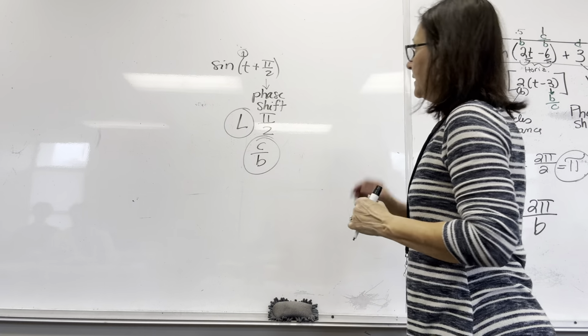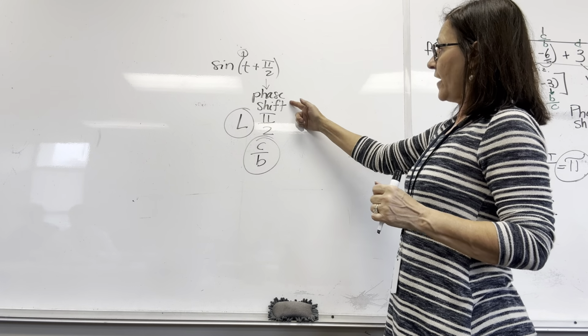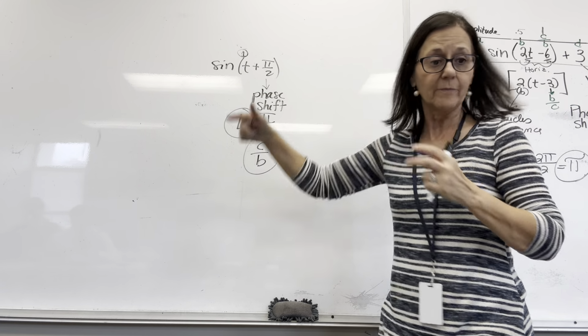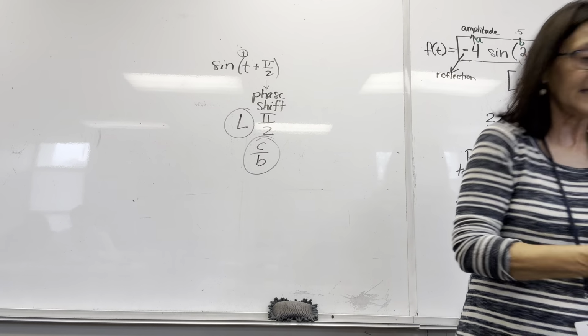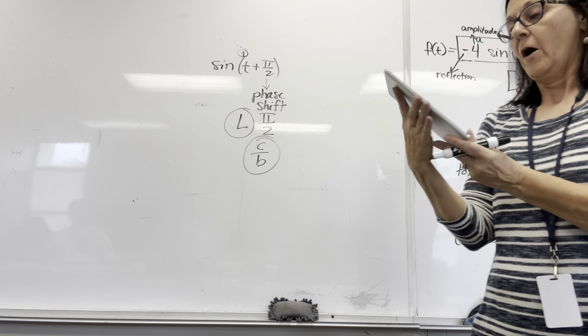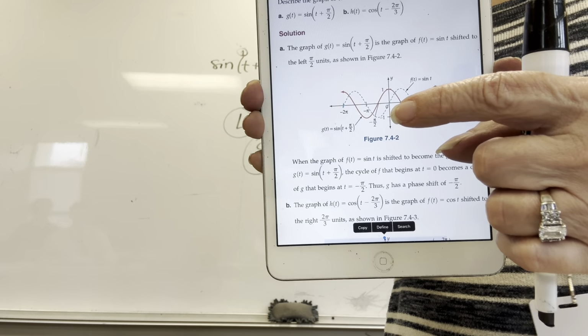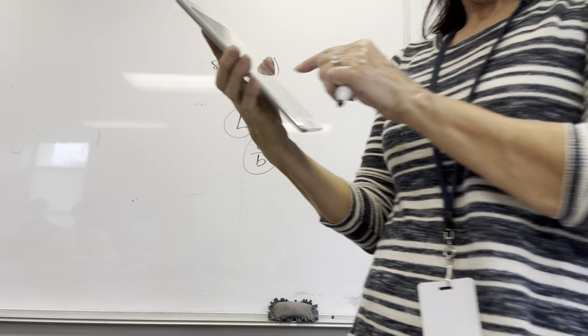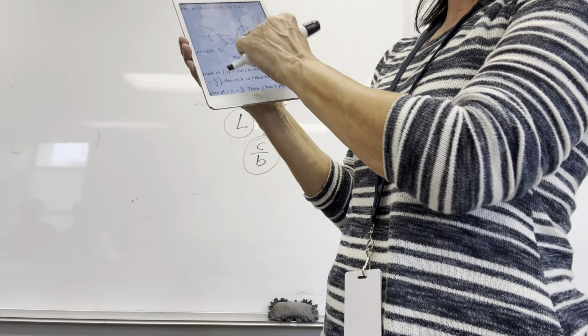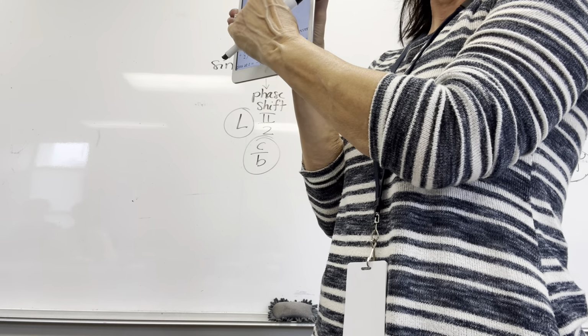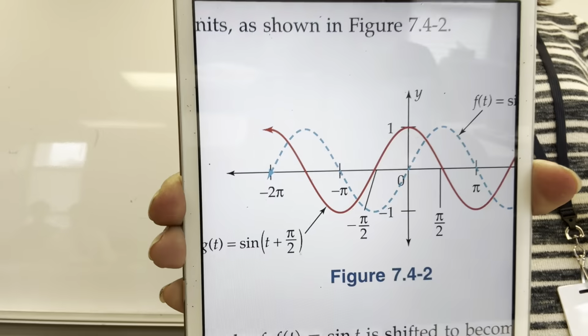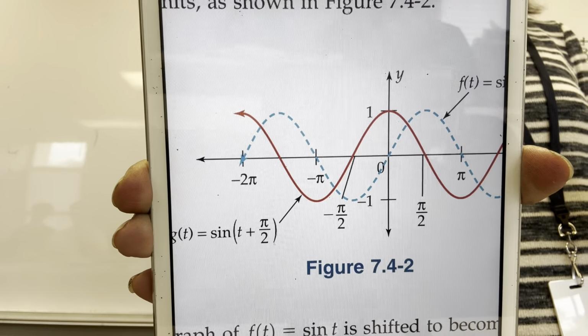Good. All right. So that is just a phase shift left by pi over 2. Does everybody see the sine curve? All right. So the hyphenated blue one is the original. But because it's plus pi over 2, the red one is the final one. They've shifted it back by pi over 2. Do you see that? Everybody see that?